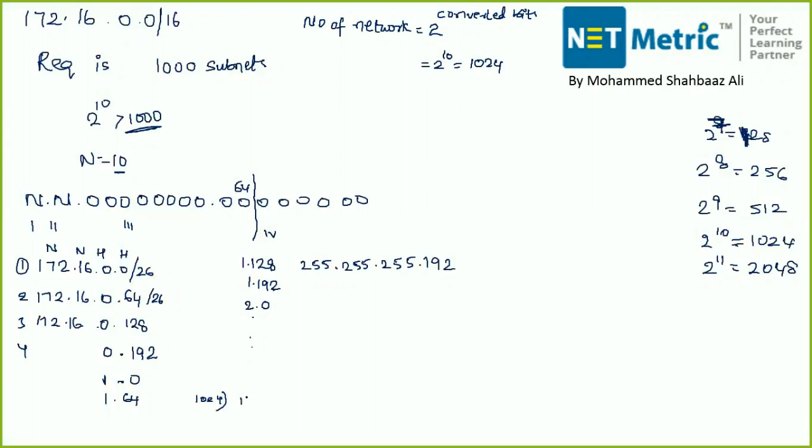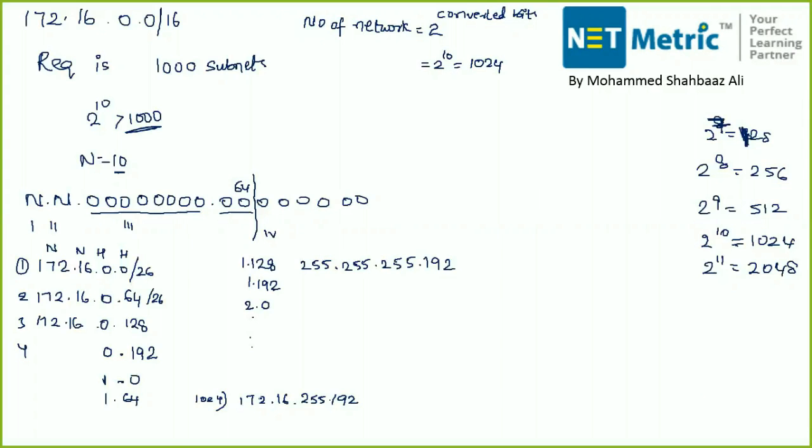And this last subnet, which is the 1024th, will be 172.16. The subnet mask is 255 here, so it will be 255, and the last octet value is 192. So this will be the last network. 192 plus 64 is 256. We cannot make it 172.17. We have to stop here.